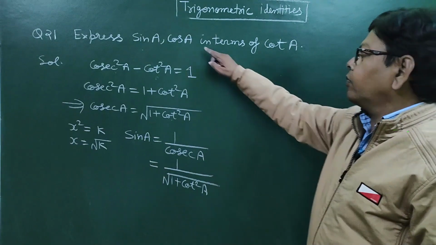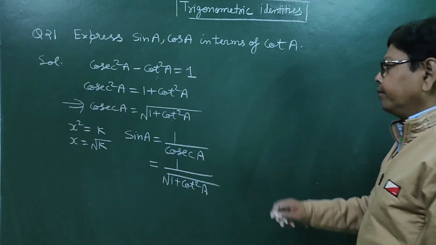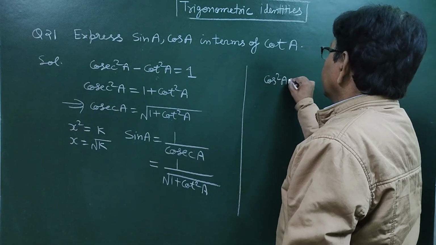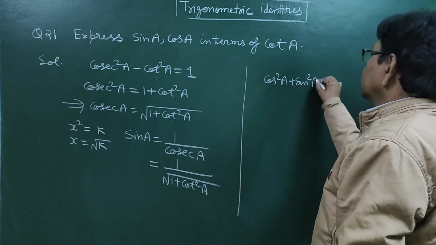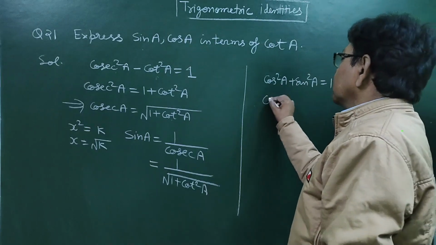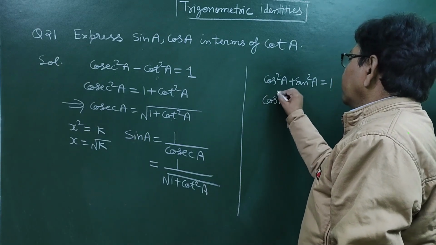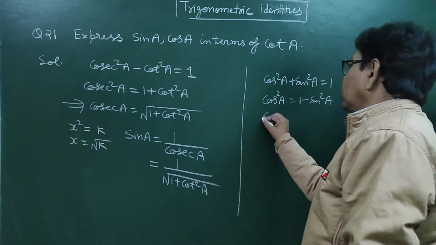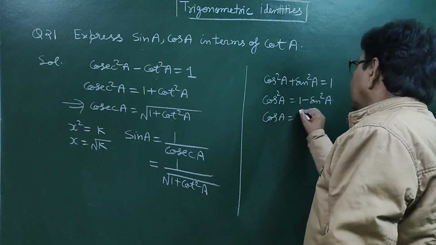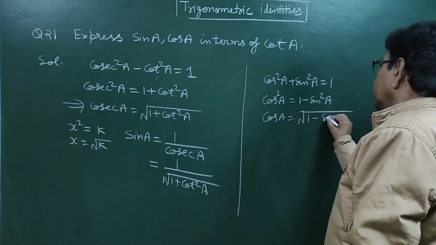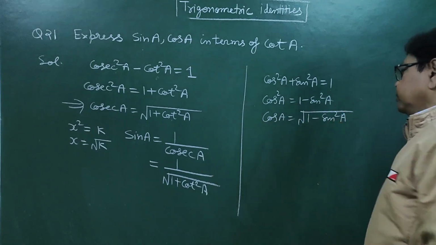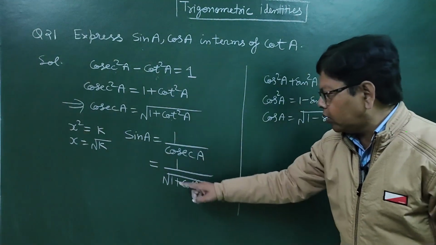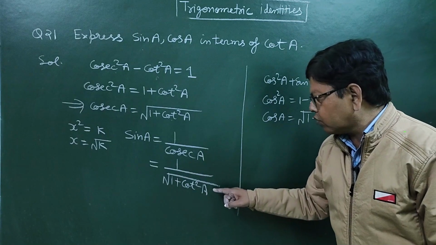Now you want to find cos A in terms of cot A. Now you can use the identity cos square A plus sin square A is equal to 1, or you can say cos square A is equal to 1 minus sin square A, or cos A is equal to under root of 1 minus sin square A. This is the relation between cos and sin. Sin you have already got in terms of cot.